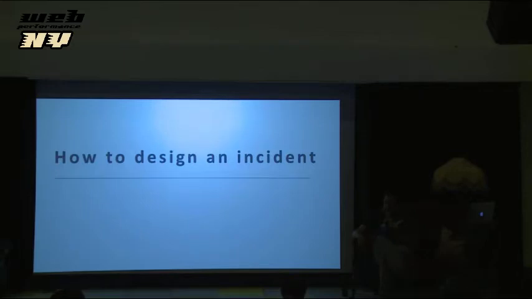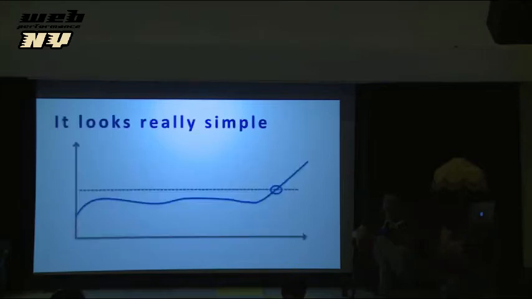Now coming back to how do we actually design an incident, if you look at it from 10,000 feet, it's actually super easy. We have some metric that we're looking at, we have a baseline, and we have that metric going above the baseline. So what's so hard? Why do I spend 60 minutes talking about how to create an incident if it's actually that simple, right?